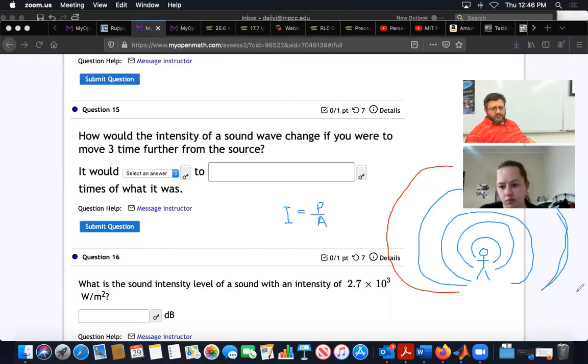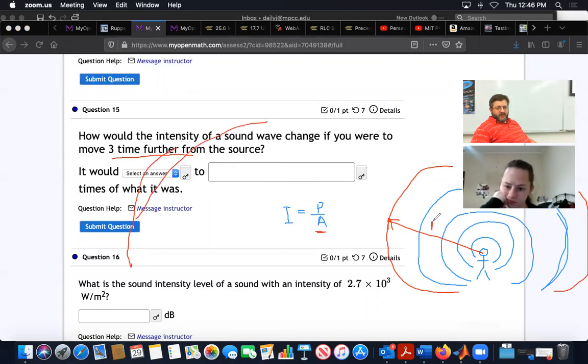So we put this big balloon out here, and the surface area of that balloon would be the area in this equation. And from this person's mouth out to here is the distance r that they're talking about. So move 3 times further. If you put a balloon out here that's 3 times as far away, and this is little r and this is big R, and big R is equal to 3 times little r, how is the area of this balloon going to change?